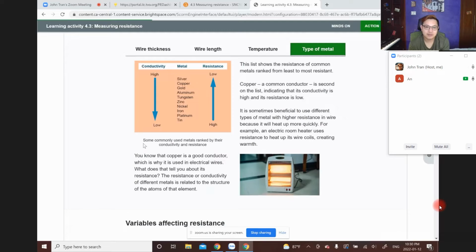Do you know that we use copper a lot? We use copper a lot because copper is relatively cheaper. The first on the list is silver, but it's so expensive. Nobody uses silver for wire these days. But copper is okay, the price is okay. The resistance is low, conductivity is high.